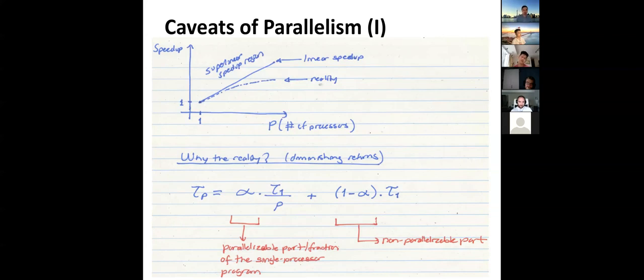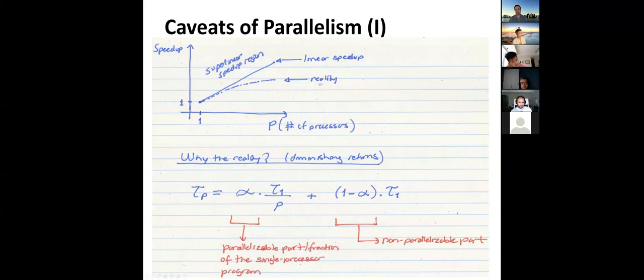Okay, so the caveat of parallelism. There is a linear speedup that's ideal. Reality is some curve that's below linear speedup. And why is reality worse than the ideal case? Well, it's because there are diminishing returns from parallelism. If you take the time it takes to run something on P processors, there is a part of your computation, let's call it alpha, that can be parallelized perfectly.